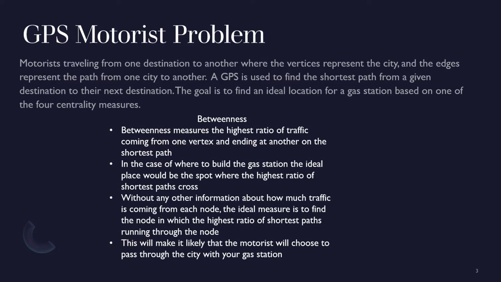The goal in the end is to find an ideal location to put a gas station that falls on these paths. I decided to use betweenness to find the ideal location, and I chose this because betweenness gives you the highest ratio of traffic that's traveling through it, so the most amount of traffic based on the shortest path. Betweenness is the total number of shortest paths that travel through a vertex over the total number of shortest paths. So the ideal location to put the gas station is where the highest betweenness value is set.